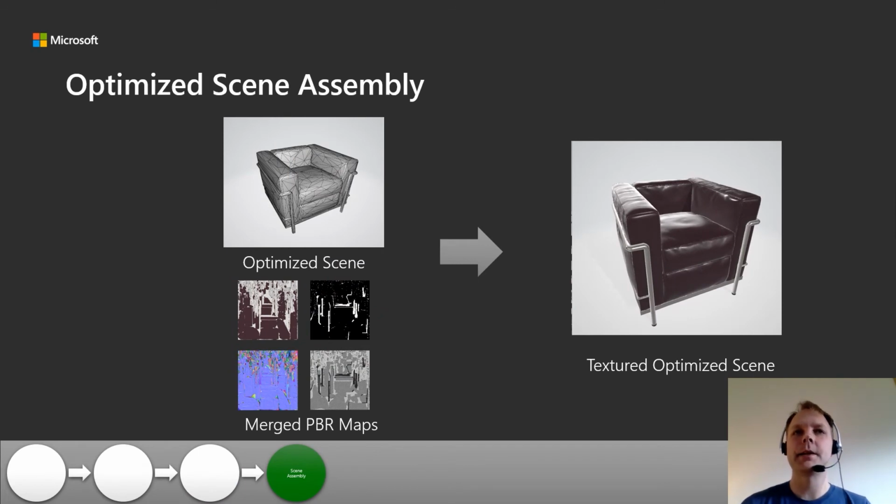The final stage is optimized scene assembly. Here we basically take the optimized scene and the merged PBR maps in order to create a textured optimized scene. And we use the GLTF writer from the Simplygon SDK in order to assemble this final scene.